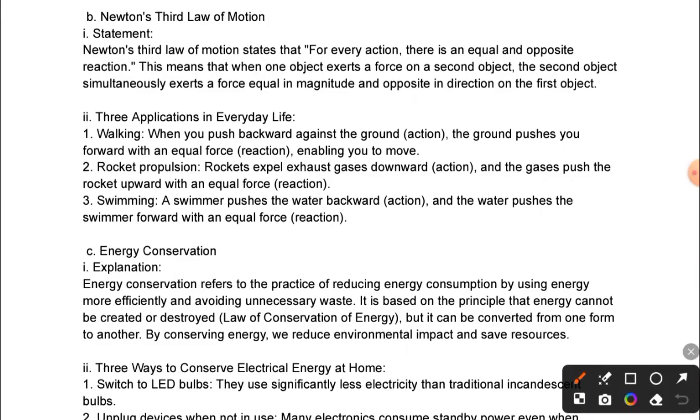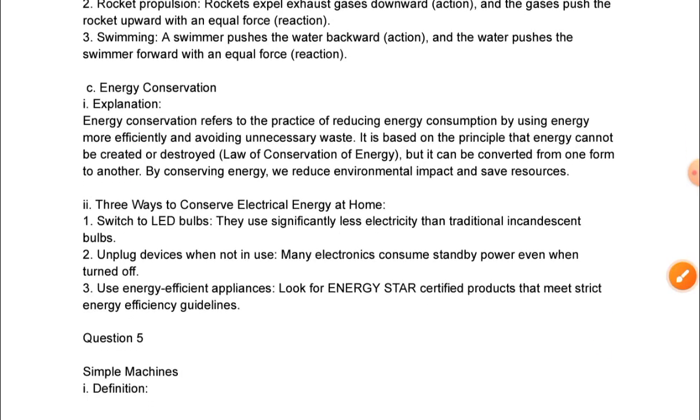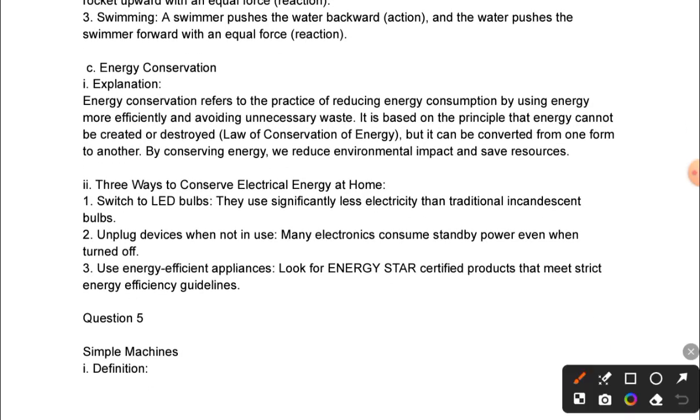The next question had to do with Newton's third law. It says that to every action there is an equal and opposite reaction. In everyday life, walking, rocket propulsion, then swimming, they all work on the principle of Newton's third law. Energy conservation is reducing energy consumption by using it more efficiently, and then avoiding unnecessary waste. The ways in which energy is conserved: switch to LED bulbs, unplug devices when not in use, and use energy efficient appliances.